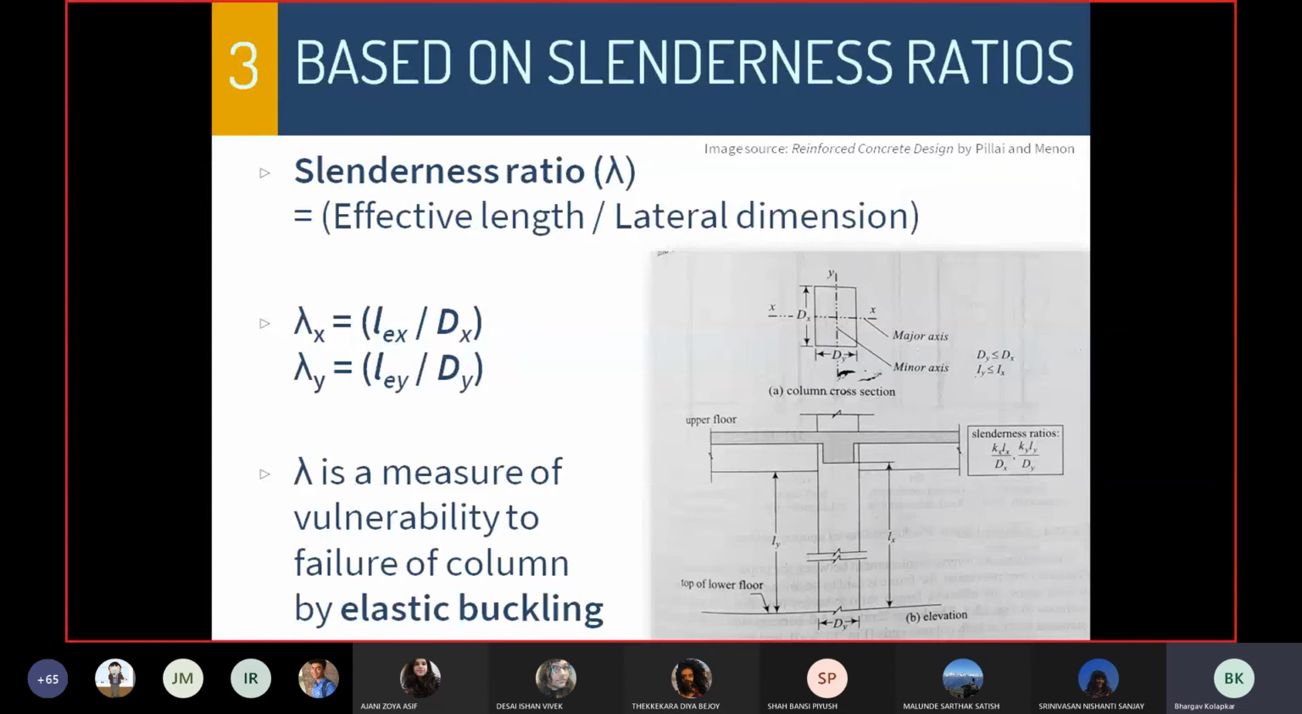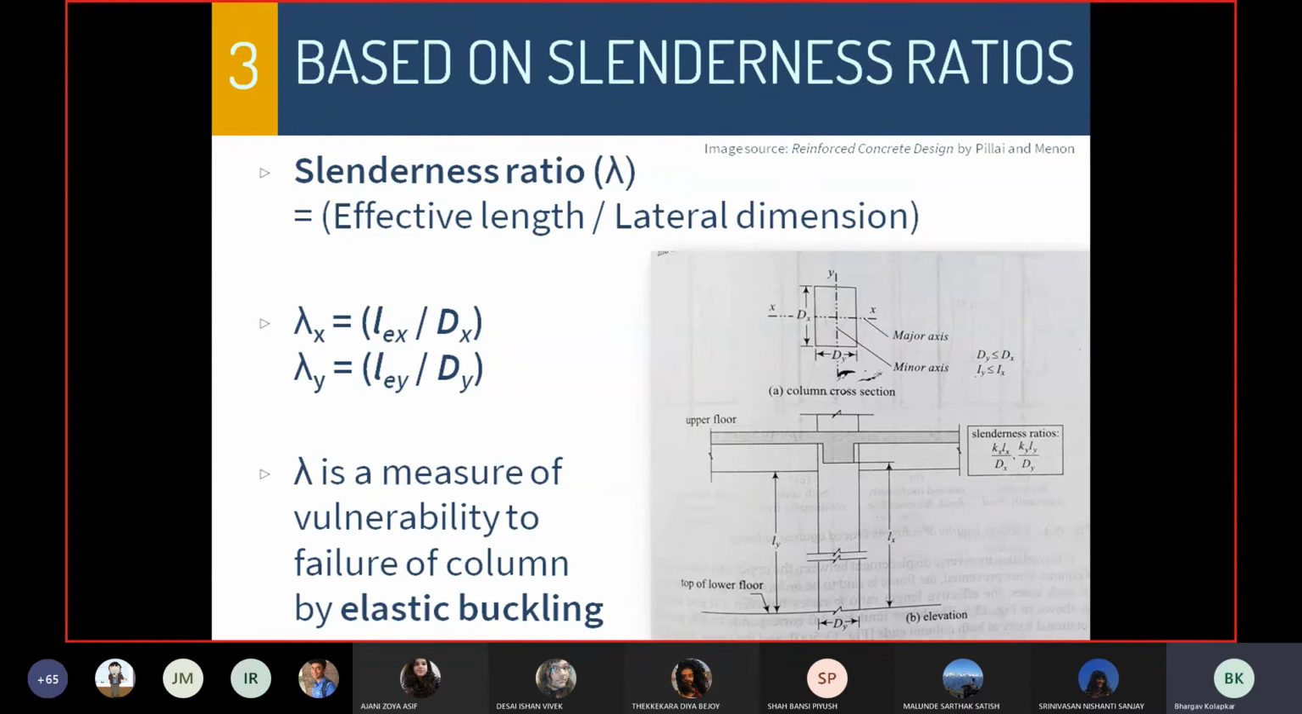Slenderness is the geometric property of a section, which is related to its ratio of effective length and lateral dimension. The way we define slenderness ratio in steel is the ratio of effective length to radius of gyration. That definition captured all types of sections that you could use for a column. A single term, radius of gyration, can capture an I section, a T section, a channel section, a built-up section, box section, whatever. It just covers all the sections.